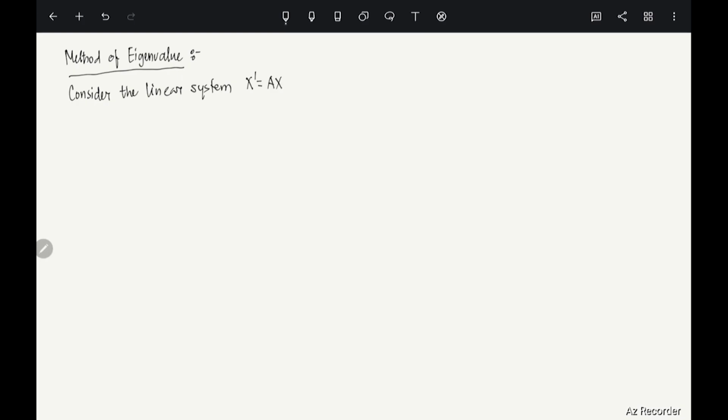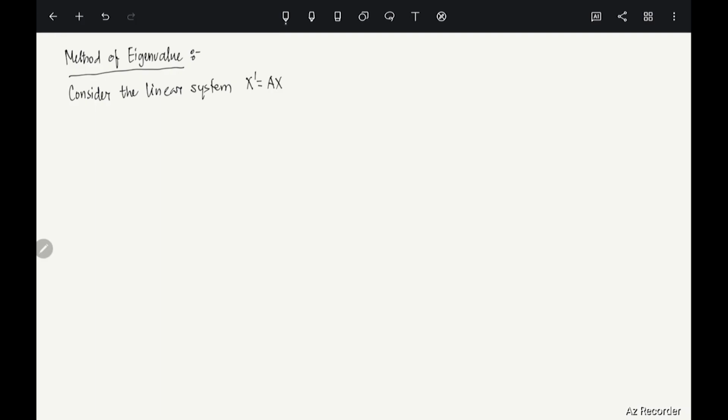Given x(0) equals x0, we know that e to the power At times x0 is the solution. That we have already seen. But in that case, you have to calculate the exponential, and we have to know how to calculate it, which is, by the way, not a trivial task. So there is another way of computing this. It is actually basically calculating the exponential only, but in a different context. So let me do this method of eigenvalue.